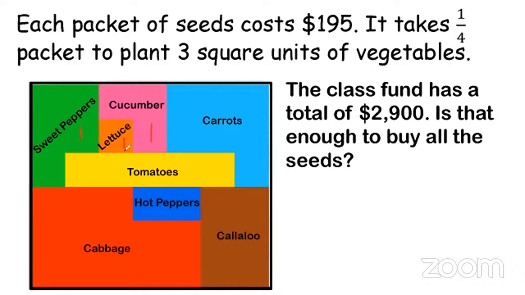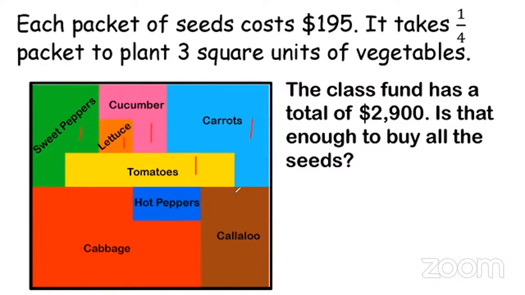Let us go to carrots. This is 1 quarter, 2, so we need one packet for carrots as well. For tomatoes, we have 5 square units, so for 3 of the square units we take a quarter, and another quarter for the other 2 square units. We only need one packet for tomatoes as well. Are we following so far? Yes, miss. Are you agreeing with me so far? Yes, miss.